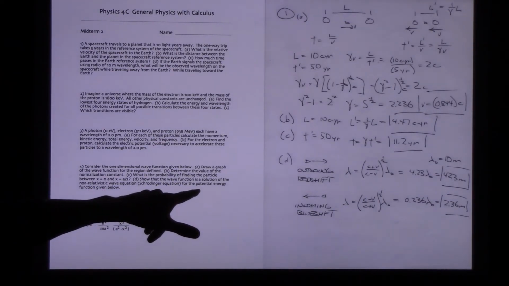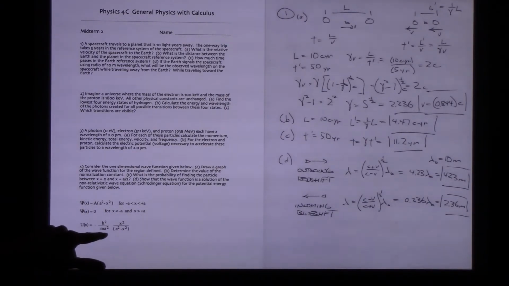And this time we're going to give you a potential energy function, and it's not a simple function. Before, these potential energies were usually pretty straightforward. This one I'm going to have to pay closer attention to. Now it gave us a wave function again, and it's a parabola that's flipped upside down.